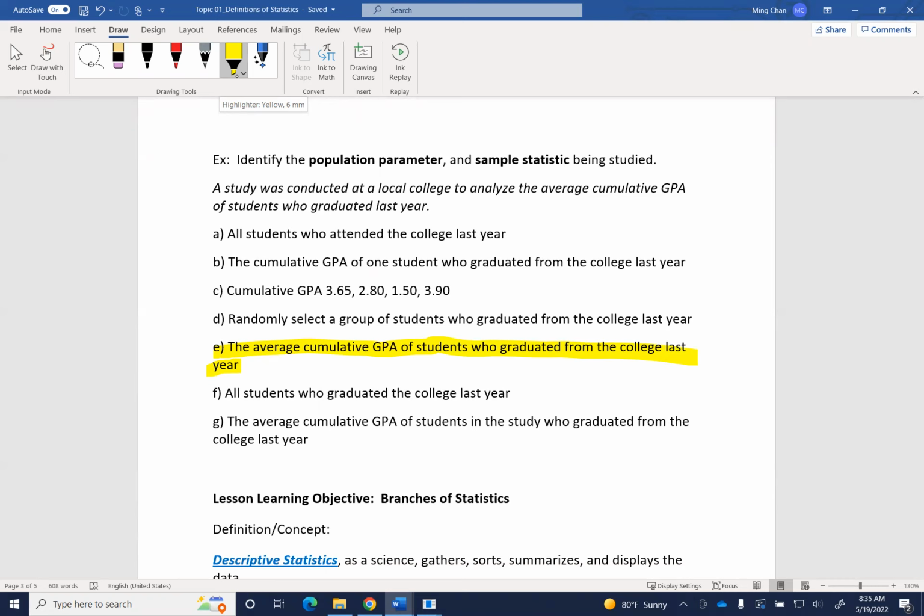Okay, so that's referring to all the students who graduated last year, so that must be a parameter because this is describing a population. So that means this one, the average cumulative GPA of students in the study, that's the key, who graduated last year. So the people in your study are fewer than all the students who graduated from college last year. So this must be a sample statistic.